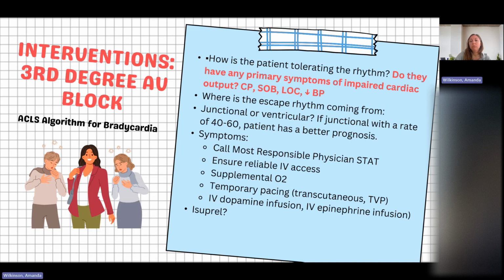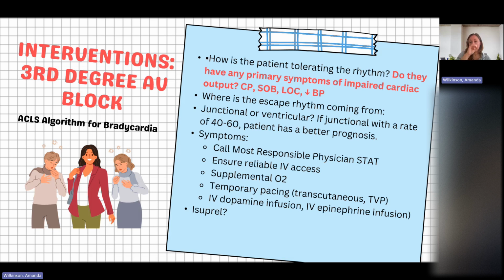So when you see a third degree heart block, again, it's a true emergency, especially if the patient is symptomatic, and most of them will be. So we start with how is the patient tolerating the rhythm? We look at our low cardiac output assessment again. We look at where the escape rhythm is coming from. So if it's junctional, again, that's the rate of 40 to 60, and the prognosis is a little bit better with that one. And if it's ventricular, you will see that wide QRS and the lower rate of 20 to 40. So the risk is much higher with the ventricular escape rhythm.